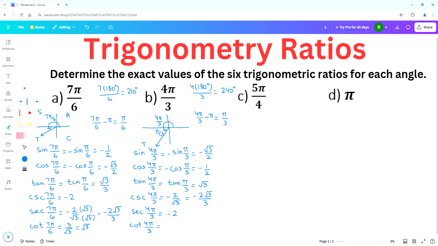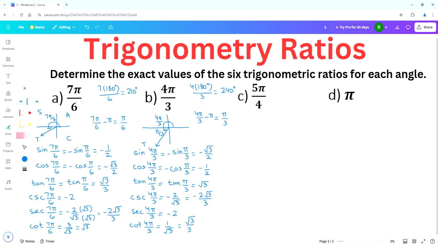Cotangent is the reciprocal ratio for tan. The answer for tan is square root of 3 or square root of 3 over 1. The answer for cotangent should be 1 over square root 3, which can be rationalized to square root of 3 over 3. We are done with part B.